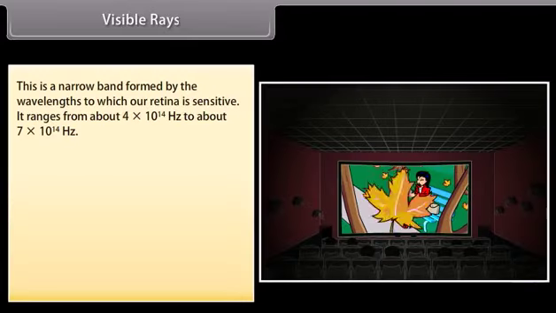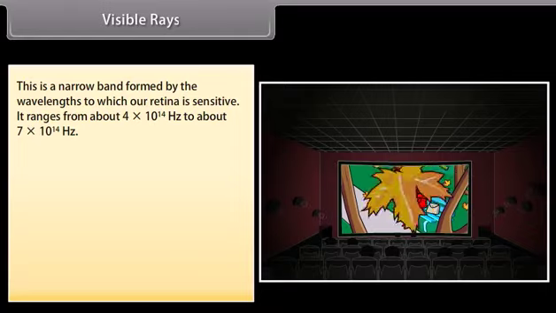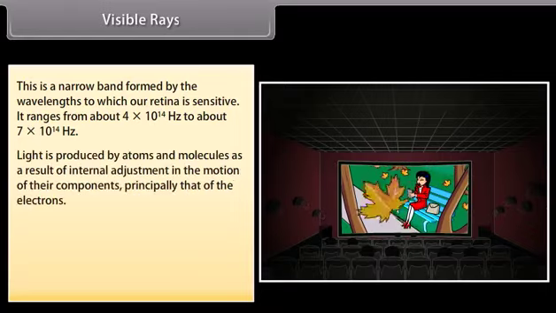Visible rays. This is a narrow band formed by the wavelengths to which our retina is sensitive. It ranges from about 4 × 10^14 Hertz to about 7 × 10^14 Hertz. Light is produced by atoms and molecules as a result of internal adjustment in the motion of their components, principally that of electrons.